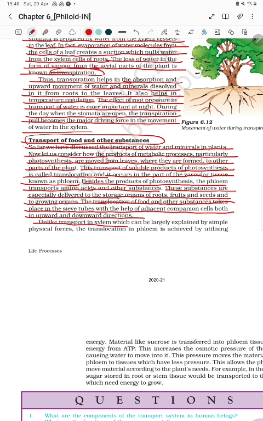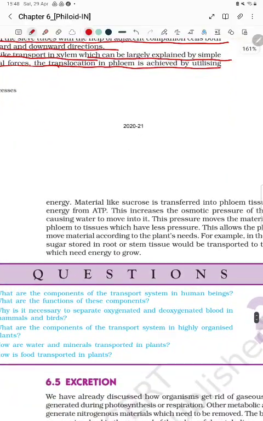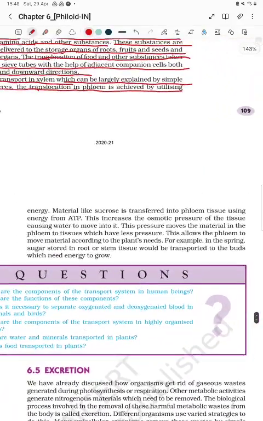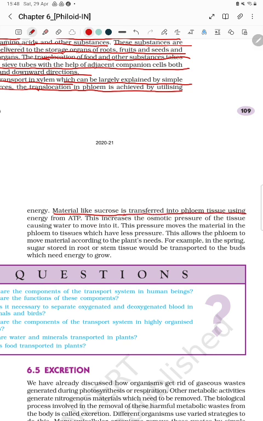Unlike transport in xylem, which can be largely explained by simple physical forces, the translocation in the phloem is achieved by utilizing energy. Material like sucrose is transferred into phloem tissue using the energy from ATP. This increases the osmotic pressure of the tissue, causing water to move into it. This pressure moves the material in the phloem to tissues which have less pressure. This allows the phloem to move material according to the plant's need.